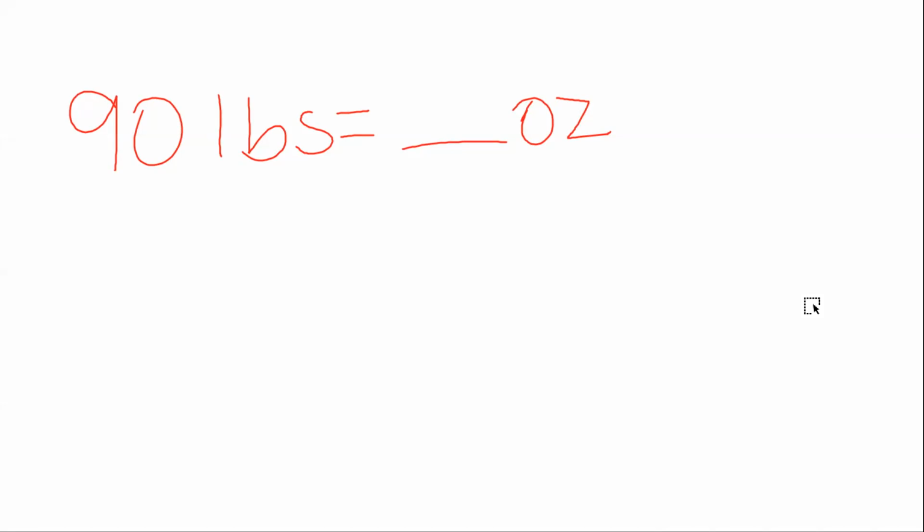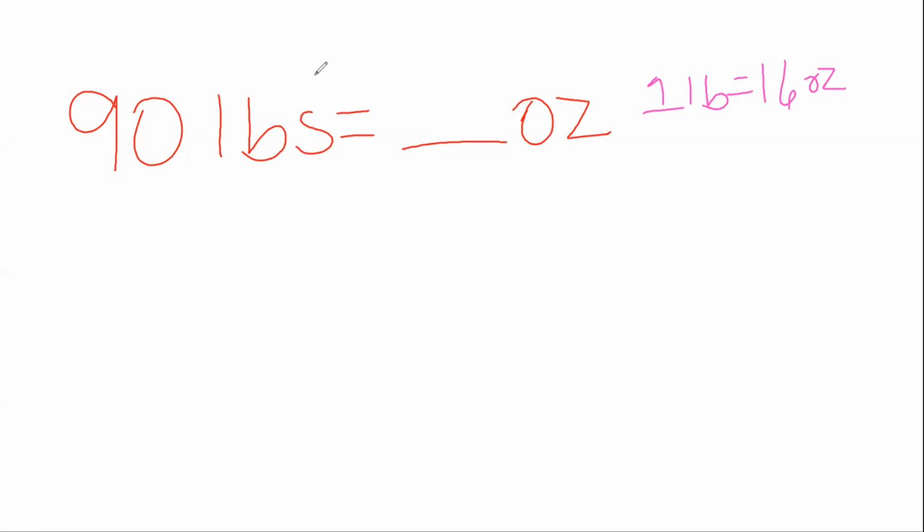So how many ounces are in a pound? Looking back real quick, I have 1 pound equals 16 ounces, and I'm going to write that up here at the top. The first thing you want to do whenever you're converting is figure out if you're going from larger to smaller or smaller to larger, because when you're going from larger to smaller, you need to multiply, and when you're going from smaller to larger, you need to divide.